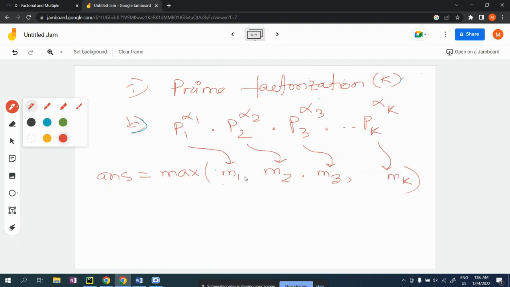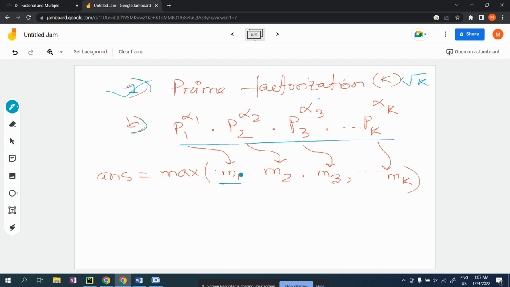So the solution boils down to this: first we need to find out the prime factorization of k, and you can do this in square root of k times. Then the prime factorization will look like this, and for each and individual term we need to find out the minimum number up to which alpha number of p can be found, and the maximum of those minimum numbers will be our answer. So the first part is very common, and you can find this algorithm on the internet or on YouTube also. I will show you the second part, where you can find the minimum number up to which alpha number of p can be found.